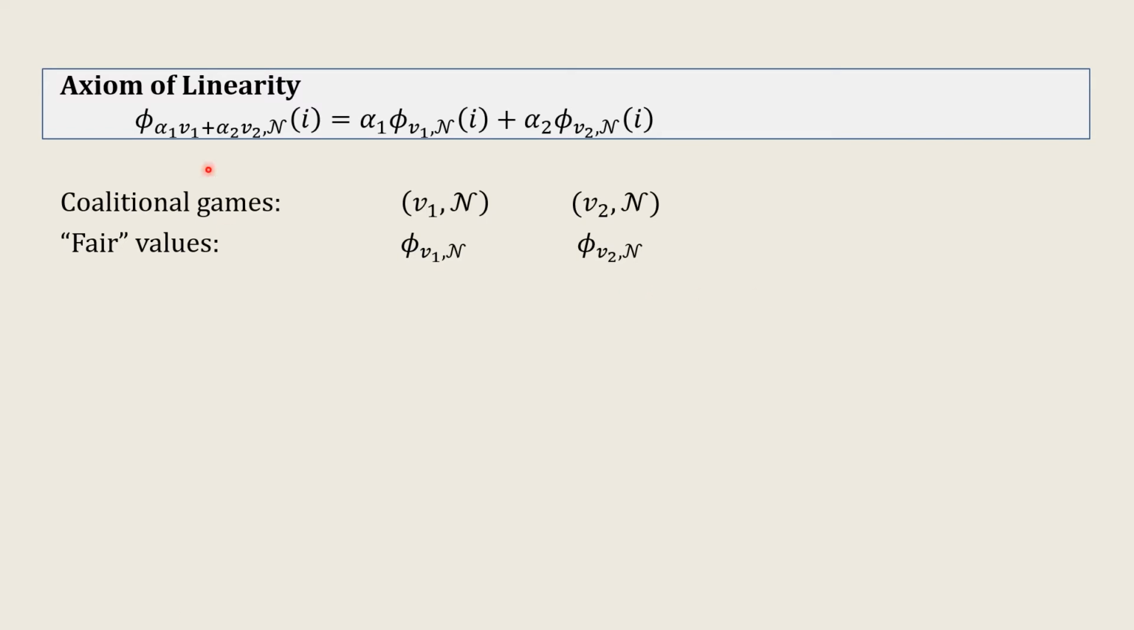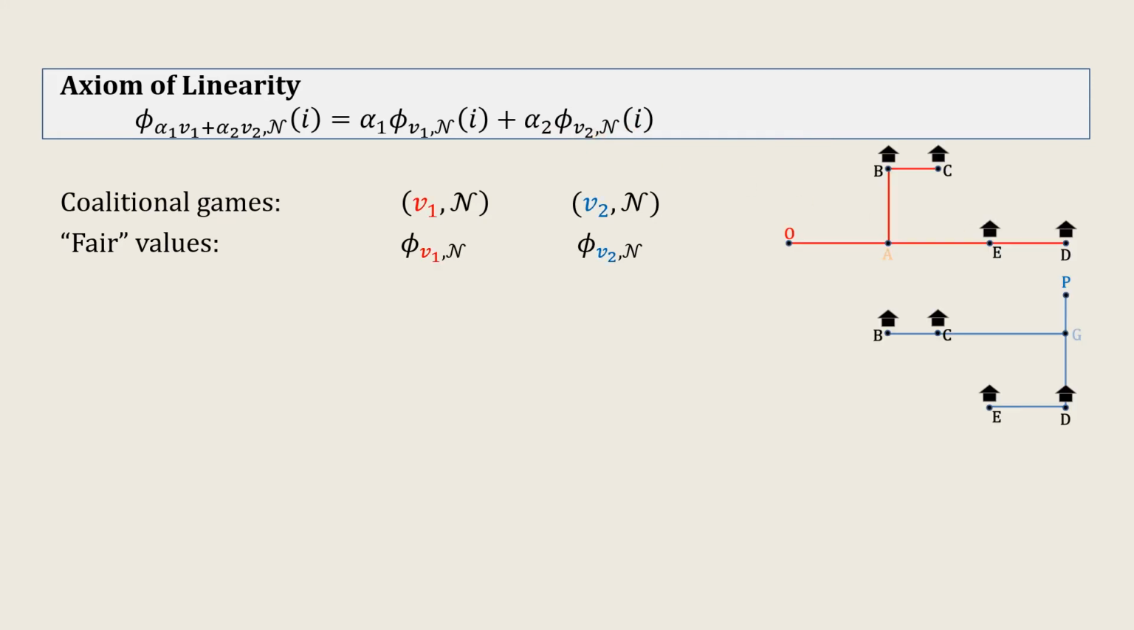Let's make up a new value function by taking a linear combination of V1 and V2, and let that be alpha 1 V1 plus alpha 2 V2. So phi of alpha 1 V1 plus alpha 2 V2 for every agent I must be equal to alpha 1 times phi V1 of I plus alpha 2 phi V2 of I. This little example will make it clear.